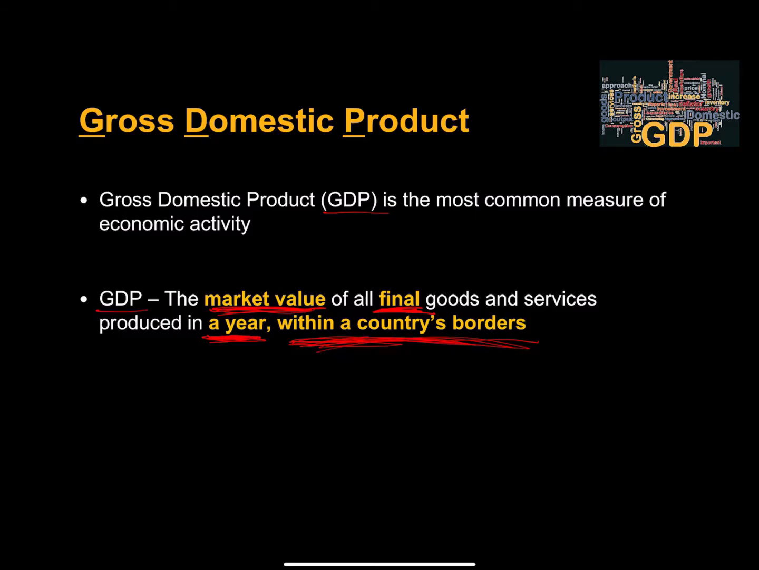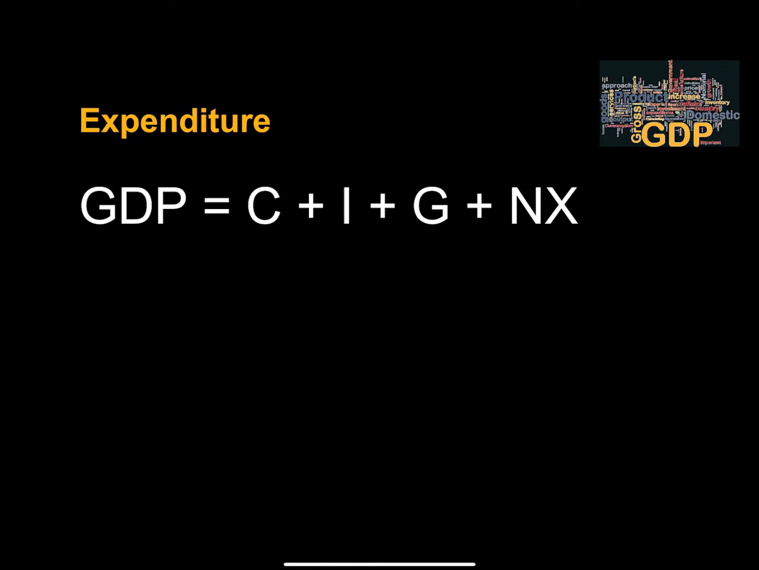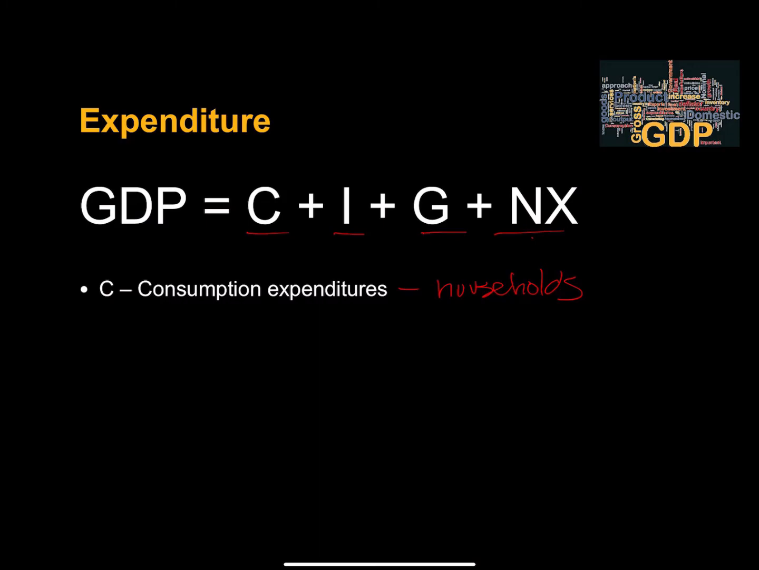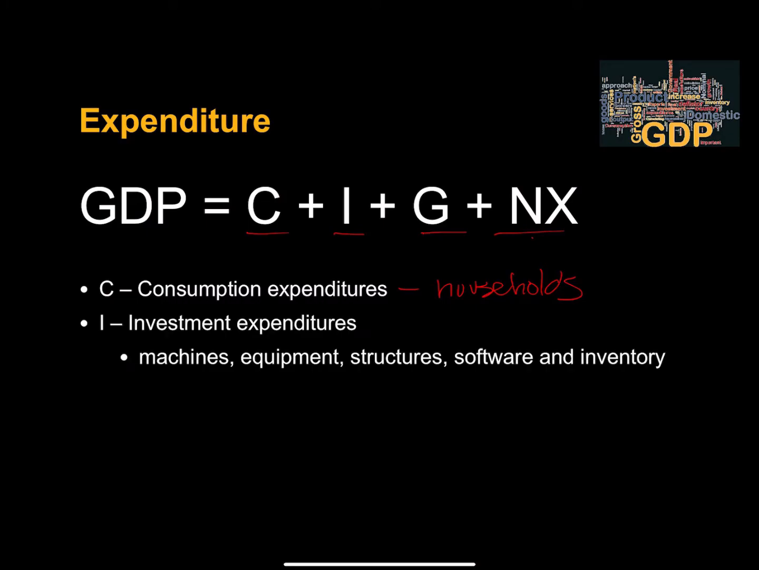One way to measure GDP is to measure expenditures. C is our consumption expenditures. This is spending by households. This is us. This is the purchase of final goods and services by households for consumption. Now, firms also spend, and we call firm spending investment expenditures. Careful, macroeconomists, when we talk about investment, we're talking about machines, equipment, structures, software, and inventory purchases made by firms.